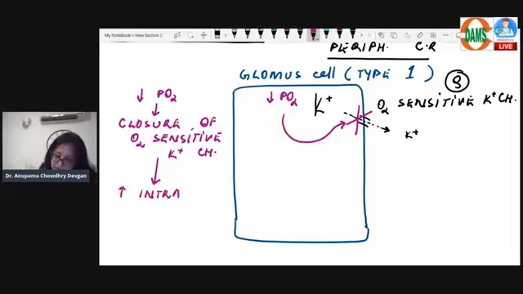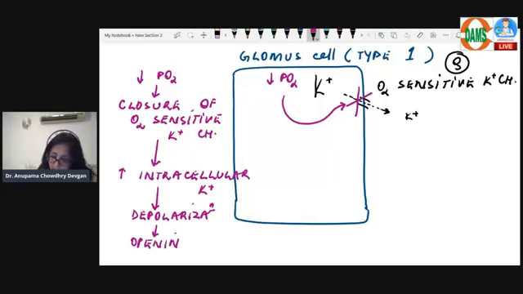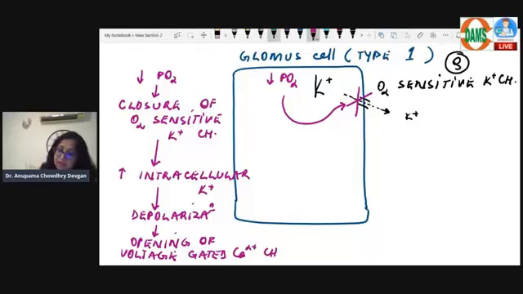If there is closure of oxygen sensitive potassium channels, there is going to be an increase in intracellular potassium. Potassium begins to accumulate inside the cell. Increase in positive charge inside the cell will cause a depolarization. A depolarization will lead to opening of voltage-gated calcium channels.